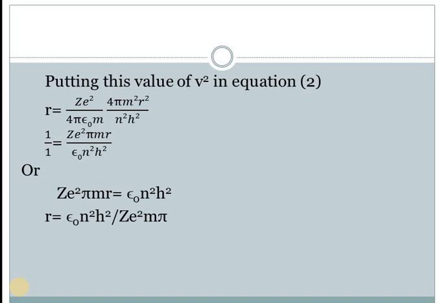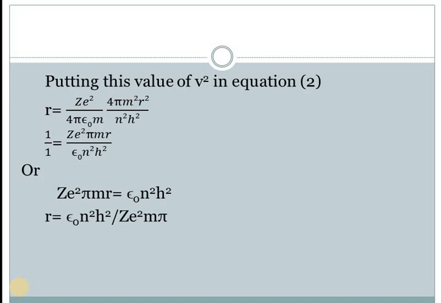Or if we just cross multiply it, we get Ze square pi m r is equal to epsilon naught n square h square. Leaving r to one side, we get r is equal to epsilon naught n square h square by Ze square m pi. This equation is very important and you have to remember it as such, because sometimes in exams they ask you to calculate the radius of any atom. It can be any atom.